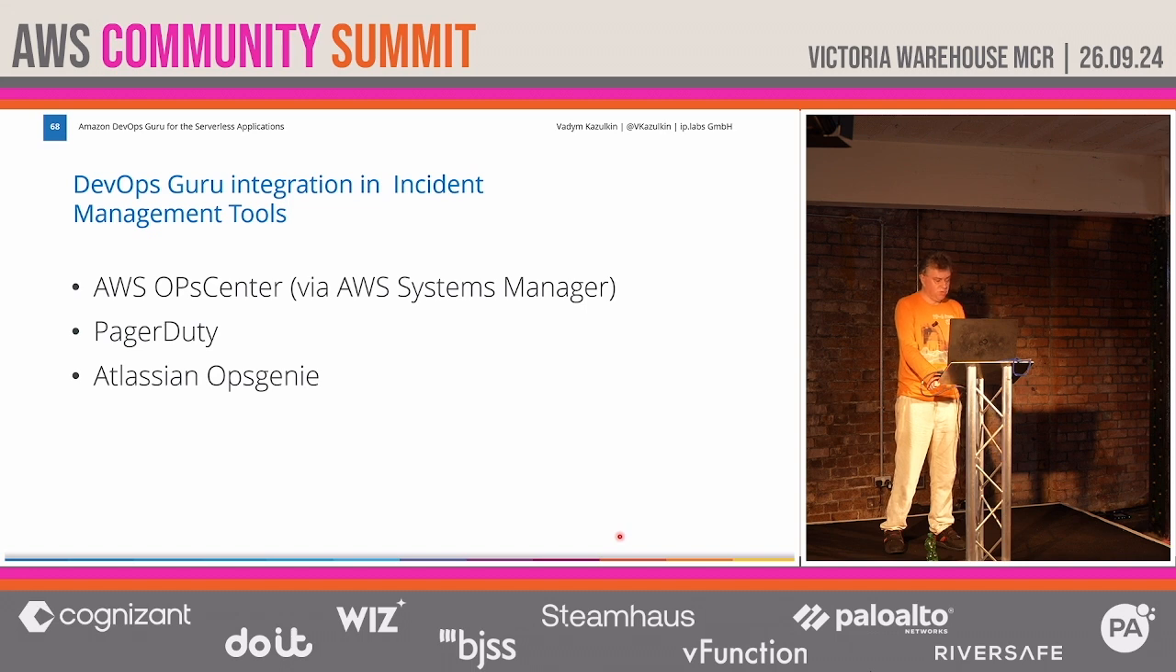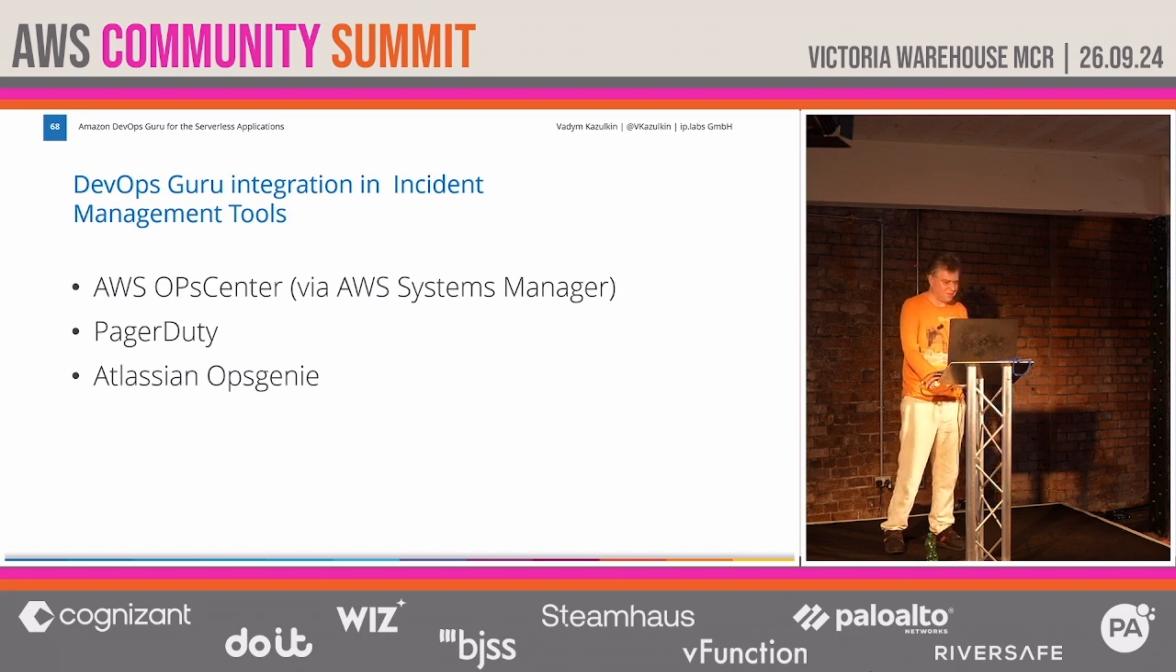So with DevOps Guru we saw reactive and proactive insights. DevOps Guru is the tool to recognize the incidents. What it won't do is call you. There will be no phone call from that tool. So you need integrations with OpsCenter, PagerDuty or Atlassian Opsgenie. I will jump over it, but you can look; we use PagerDuty.